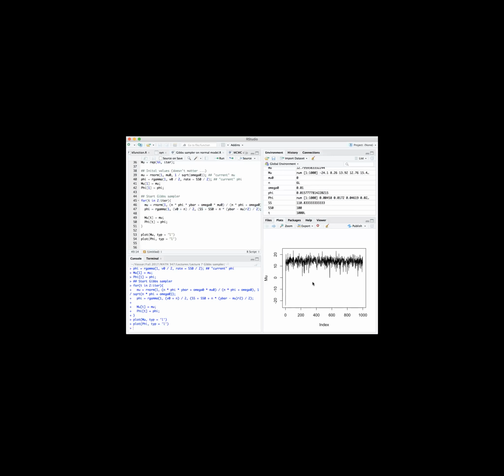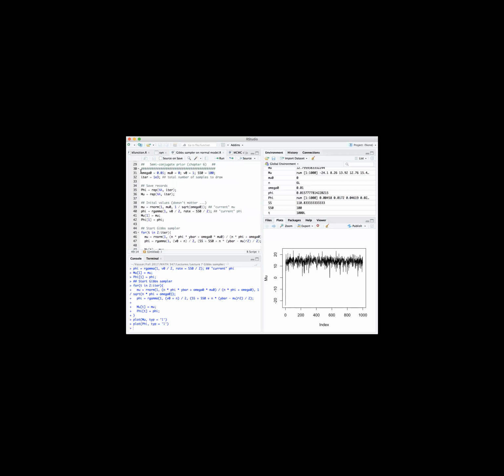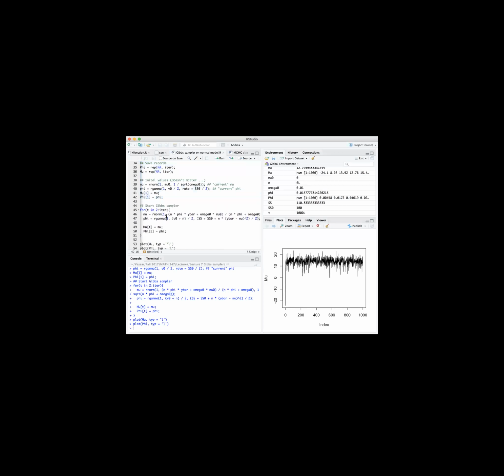Okay, so now we have run the chains, and you can see that running a Gibbs sampler chain is actually pretty straightforward. I have the data, I initialize my initial values for the two parameters, and then because I can derive the two full conditionals, I can just put them over there. And this will be the way that I'm doing it.